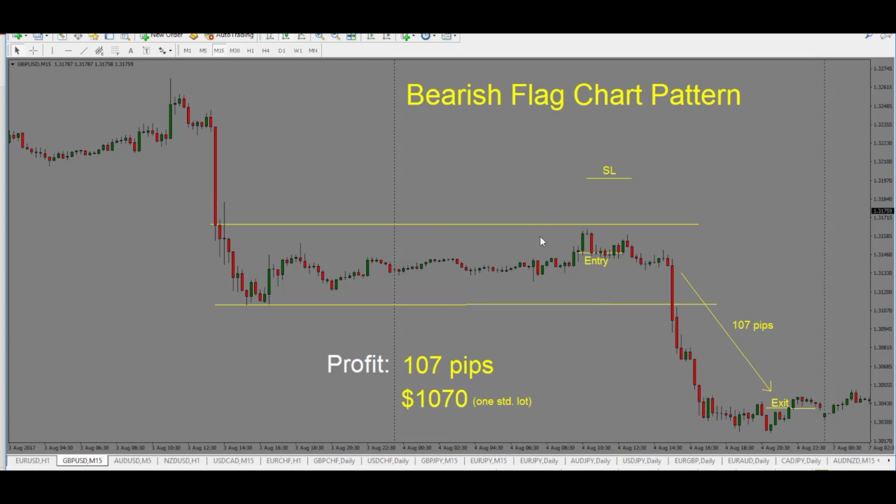So either way, whether you look for a pullback here and get into the trade early, or you really want great confirmation and you wait for a trade to really develop for the price to start moving in that direction, either of those are good ways to take the trade. So don't worry about that. Whichever one works better for you is a good way for you to enter. But for this one here, entry to exit, we have 107 pips in the trade, so a profit of $1,070 if trading one standard lot.